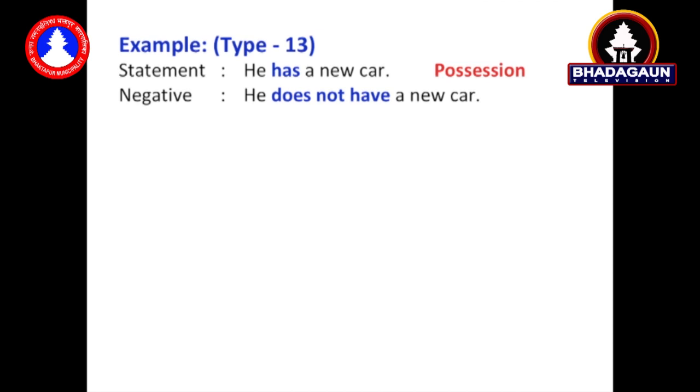After the use of do verb, the main verb is changed into V1, that is have. Its yes no question is does he have a new car? And again, does is used before the subject. Does he have a new car?